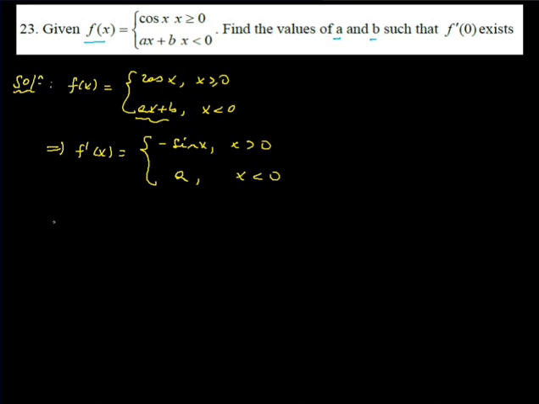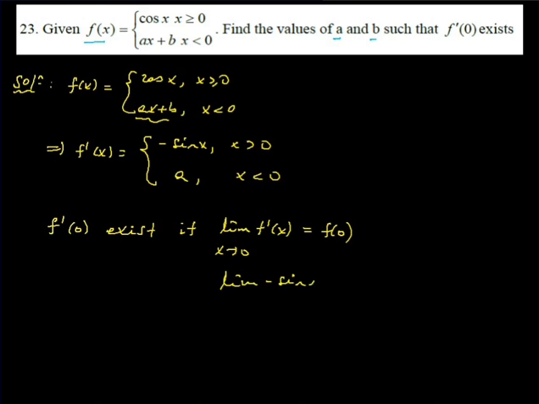Okay, so this is our f derivative. So f derivative at 0 exists, or the slope of the given function exists at 0, or the instantaneous change at 0 exists, if the limit of f prime at x as x approaches to 0 is the same as f of 0. Okay, this means the limit of minus sin x as x approaches to 0 is the same as f of 0.